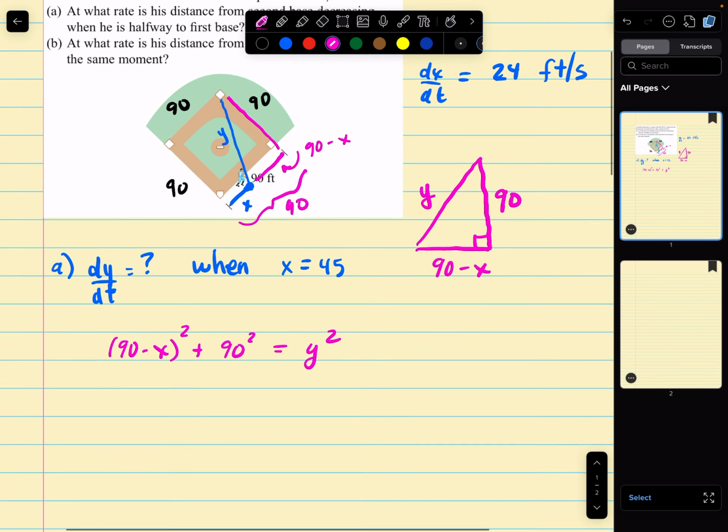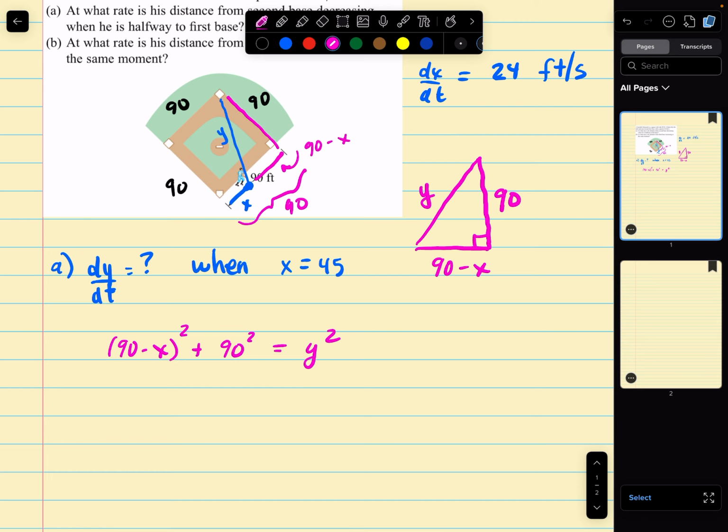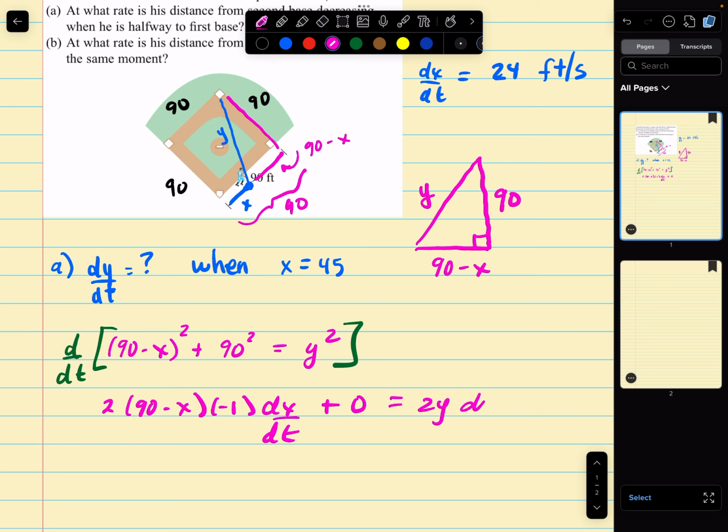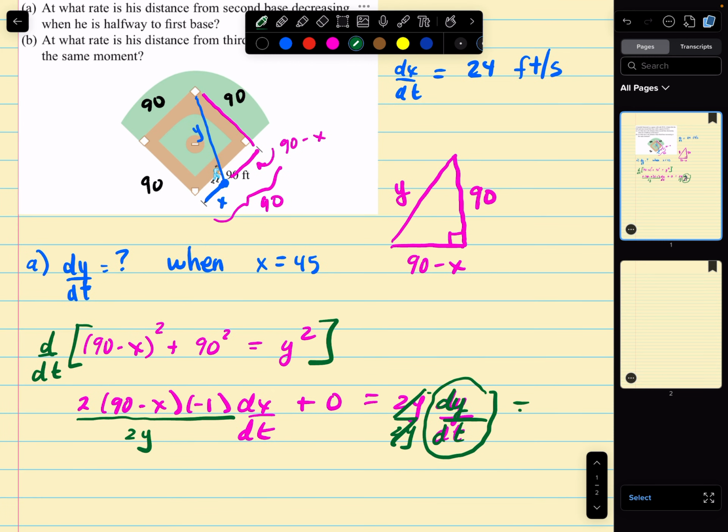As is always with related rates, if we have our equation with the two variables, we now take the derivative of both sides with respect to time. Right, so d/dt of both sides. And we end up with 2 times (90 minus x) times negative 1 dx/dt plus the derivative of a constant is just 0 equals 2y dy/dt. All right, so remember, we are looking for dy/dt at a particular moment in time. So we need to solve for this value. We see if we divide both sides by 2y, that's going to give us dy/dt.